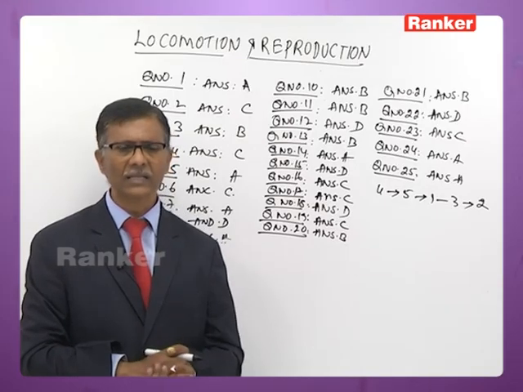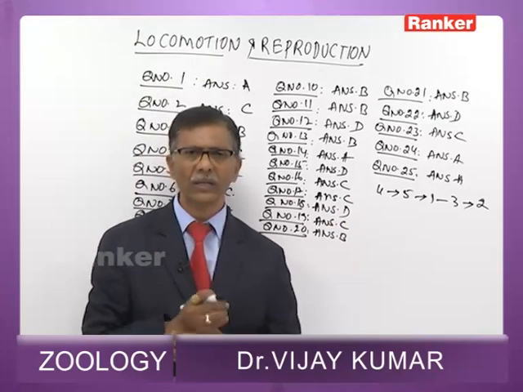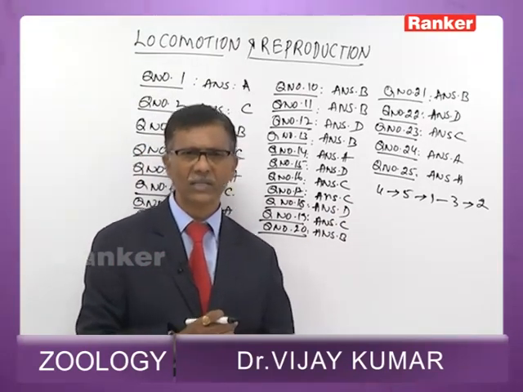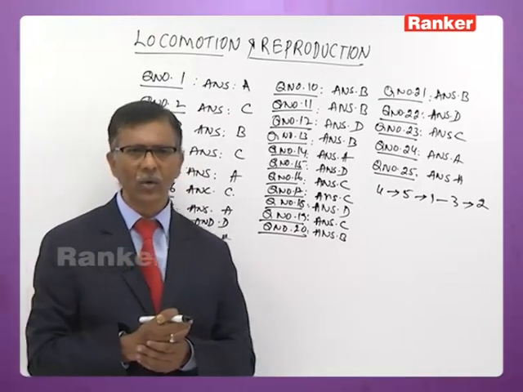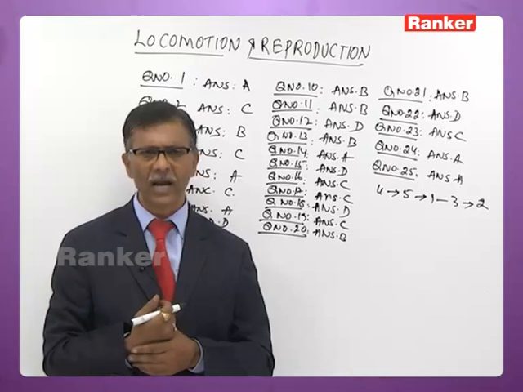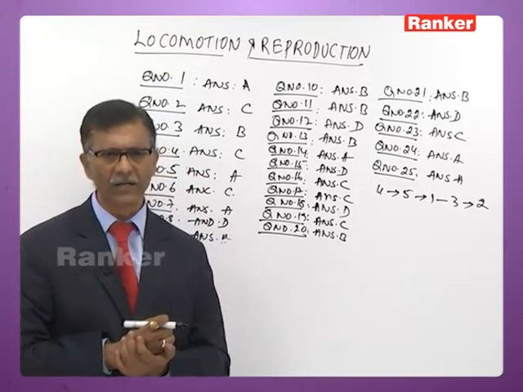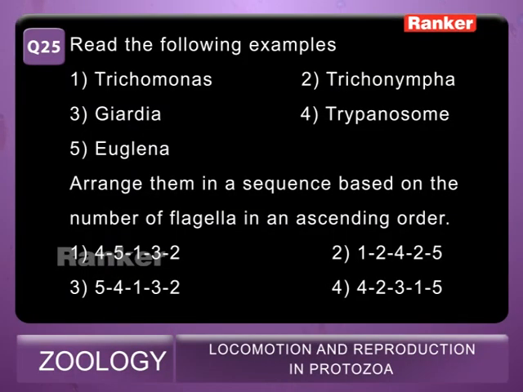Now, the correct answer is A. First is Trypanosoma, which has a single flagellum, Euglena has 2 flagella, Trichomonas has around 3 flagella, Giardia has 4 pairs, Trichonympha has many flagella. So, the answer for 25th question is A.